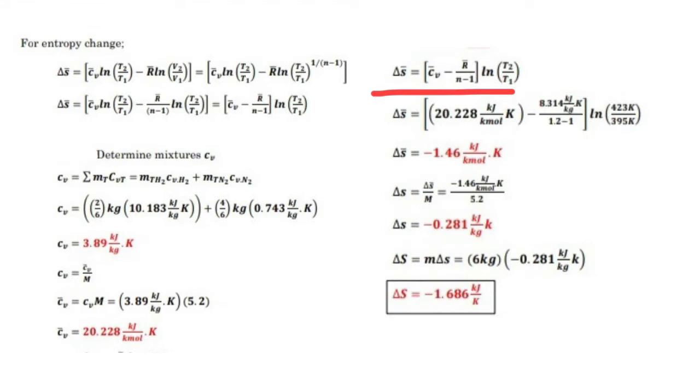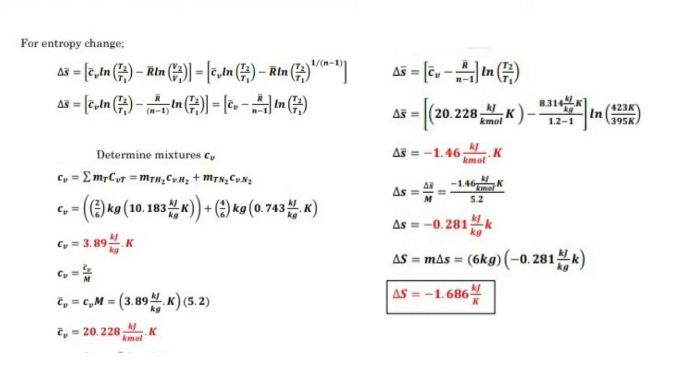And so by using this equation, we can obtain the entropy of mixture per mole, and by substituting its respective values, we'll have negative 1.46 kilojoules per kilomole Kelvin. And since we're looking for the entropy change, we can obtain it by dividing the entropy of mixture per mole by the total molecular weight. And so we'll have negative 0.281 kilojoules per kilogram Kelvin.